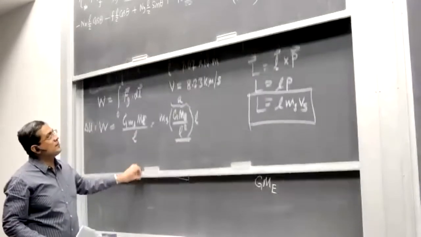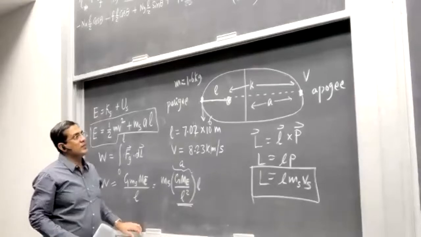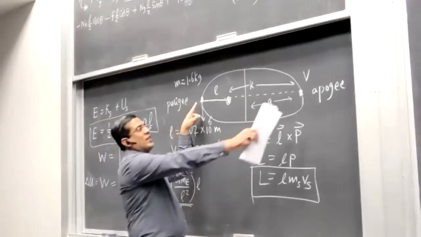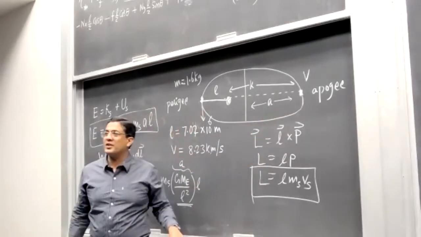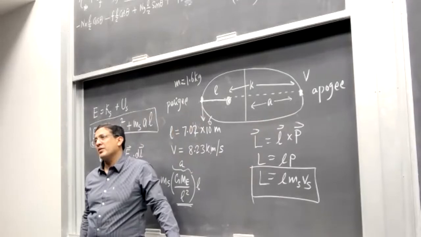Semi-major axis is half of this length, half of the distance between the vertices of an ellipse.